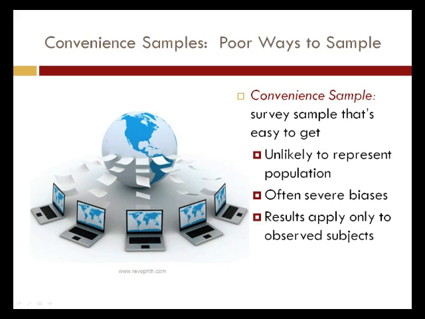And the same kind of goes for email. People might be a little bit more likely to respond to email surveys, especially if they're from people they know. But again, if you're sending to people you know, that's not random. So lots of problems with convenience samples.